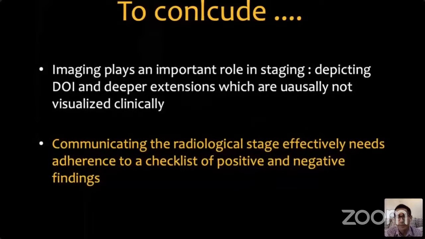So to conclude, I would say that imaging plays an important role in staging of the tongue cancers. It depicts the depth of invasion, which is otherwise very difficult to measure on clinical examination. Deeper extensions are usually not visualized clinically. And it's very important for radiologists to have an effective checklist which is adhered to, and you document the positive and the negative findings so that you don't miss any of the findings and report adequately.